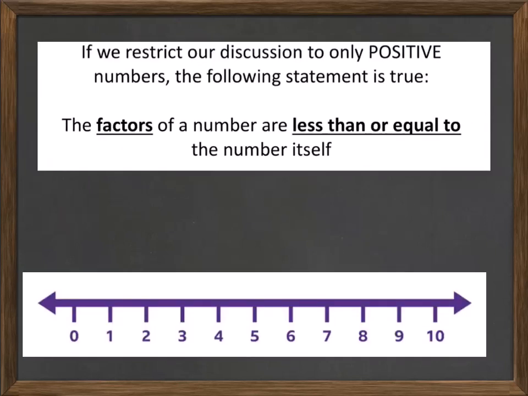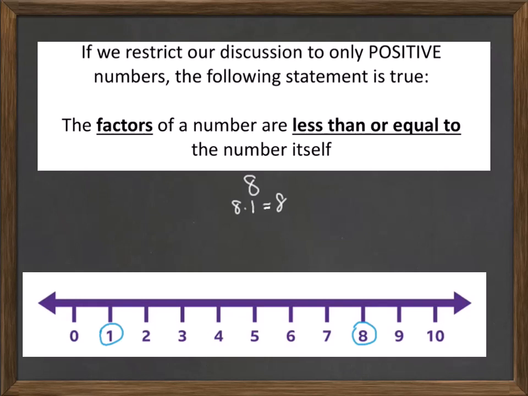If we restrict our discussion to only positive numbers, the following statement is true. The factors of a number are less than or equal to the number itself. So let's think about the number 8. What are the factors of 8? Well, we really just need to list our multiplication facts. 8 times 1 is 8. So if we look on our number line, 8 and 1 are both factors of 8.